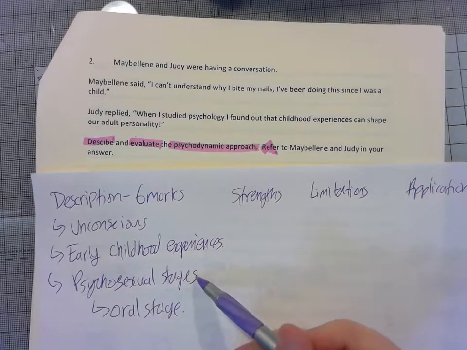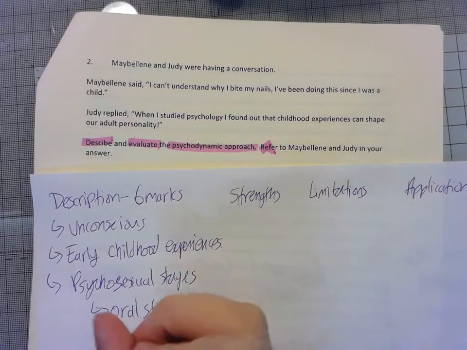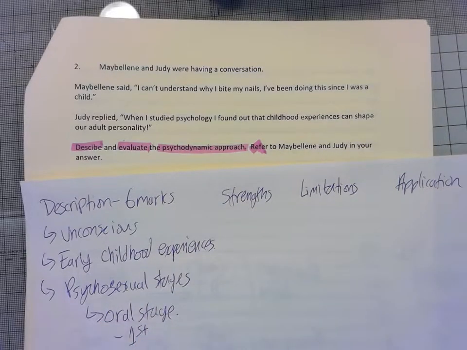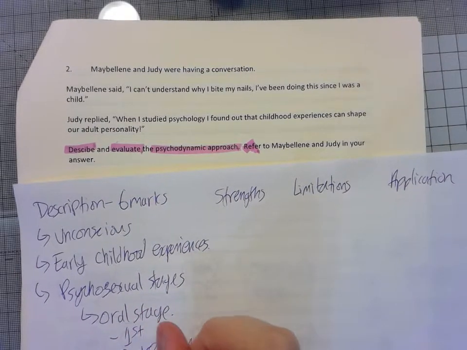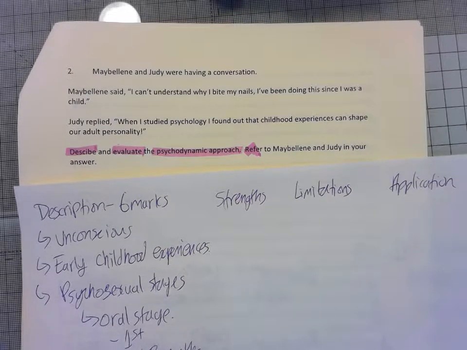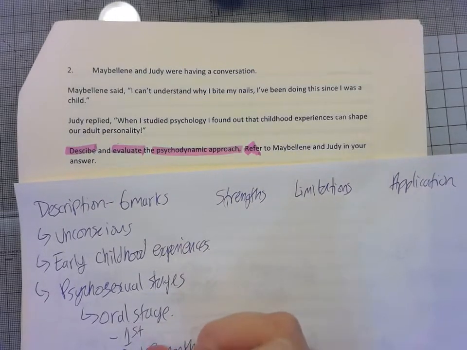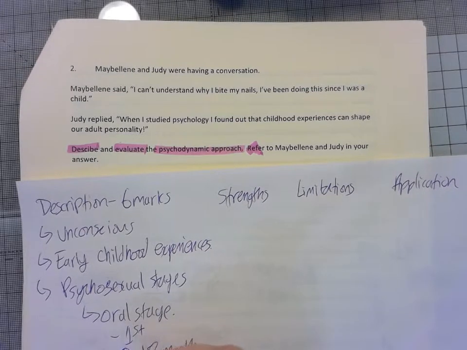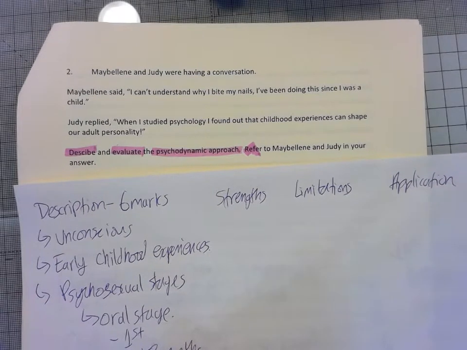So, one of these psychosexual stages is the oral stage. The oral stage is the first stage of psychosexual development and occurs at around the ages of 0 to 18 months. That's what I would say. Here, the focus is on the mouth, and we get pleasure by activities such as feeding. During this stage, the id is dominant.